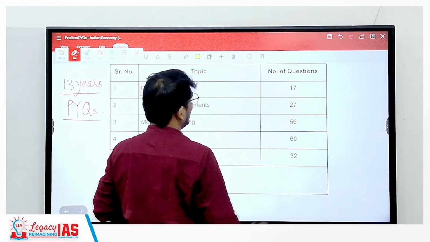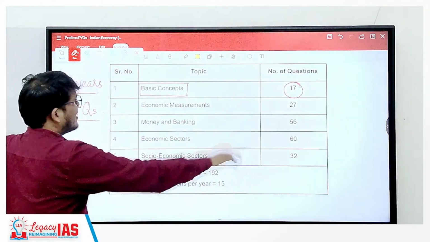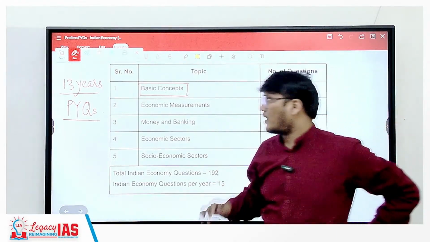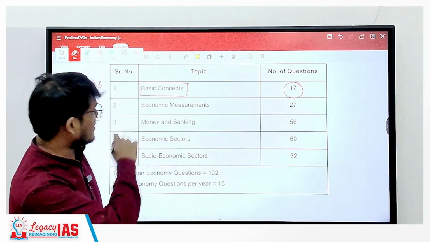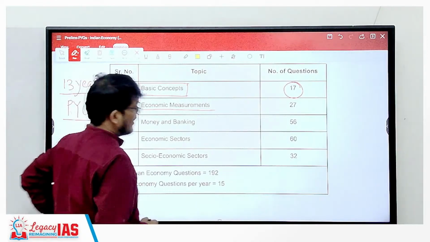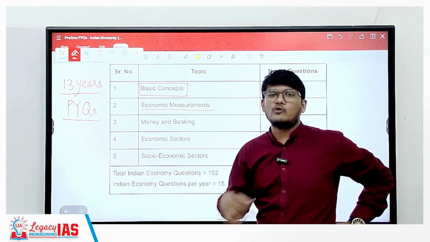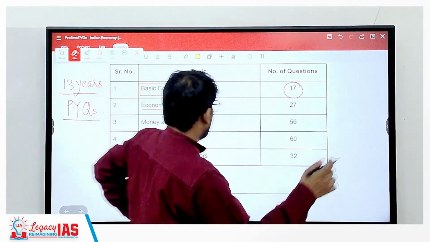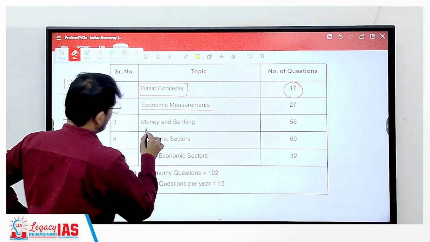If you look at the basic concepts, in the last 13 years, around 17 questions have been asked. So on an average, more than one question is asked every year from the basic concepts. We'll start with that. Then we'll come to economic measurements. When we talk about economic measurements, you have your GDP, your GNP, your various other tools to measure the economy, to measure the growth, etc.